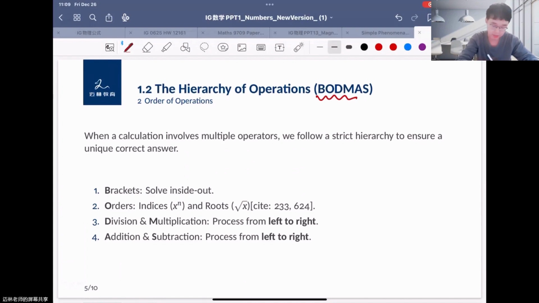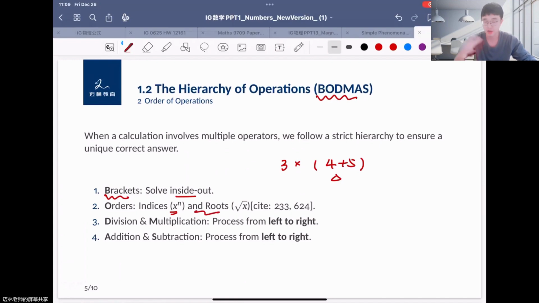In BODMAS, B represents brackets. So maybe here we have 3 times (4 plus 5). You have to first calculate the value in the brackets. Why do we put brackets at the first place? It's for that meaning: you have to solve what is inside the bracket first. Then you find the orders, like indices and roots. So maybe here we have x squared, or the square root of x. We calculate the indices and roots.